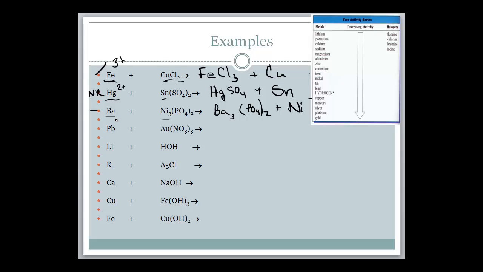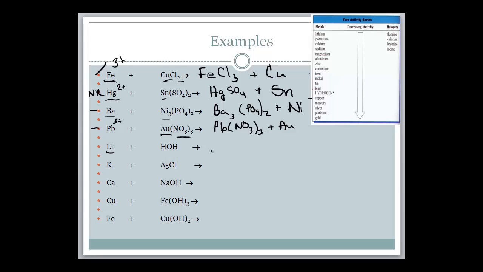We've got lead, which again, let's assume it's 3 plus, reacting with gold nitrate. So we have lead nitrate plus gold. Gold is at the bottom. Lead is right there. So that reaction takes place. So we'll put a check there.